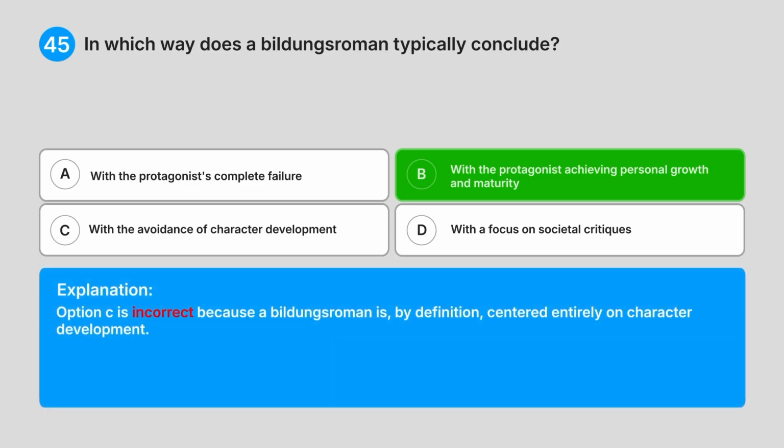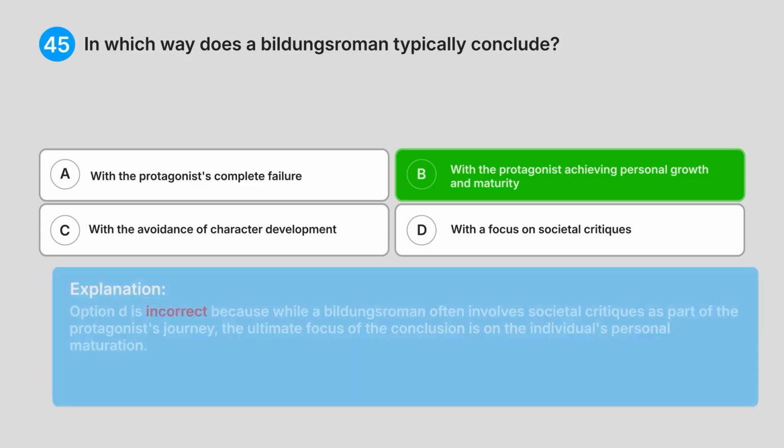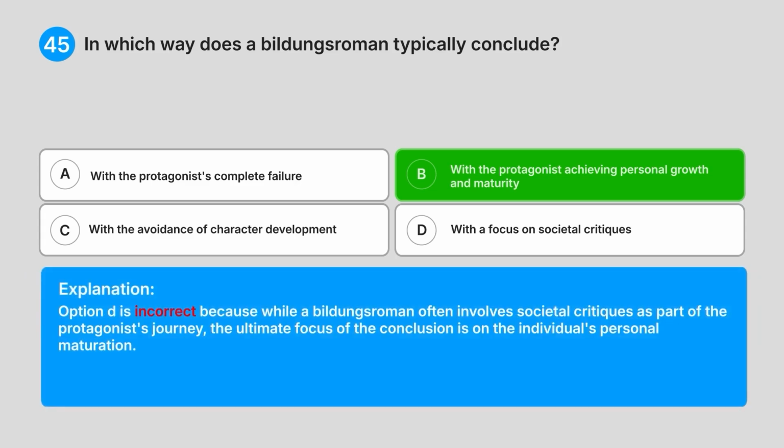Option C is incorrect because a Bildungsroman is, by definition, centered entirely on character development. Option D is incorrect because while a Bildungsroman often involves societal critiques as part of the protagonist's journey, the ultimate focus of the conclusion is on the individual's personal maturation.